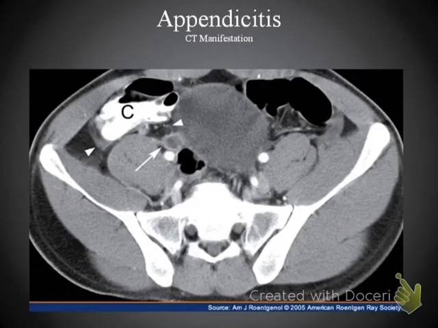Here is another demonstration of appendicitis, where this large white arrow is pointing. This is the appendix. And as you can see, we have the lumen on the inside, and basically the walls of it are very thick. And as we can tell, we've got the external and internal iliacs here.